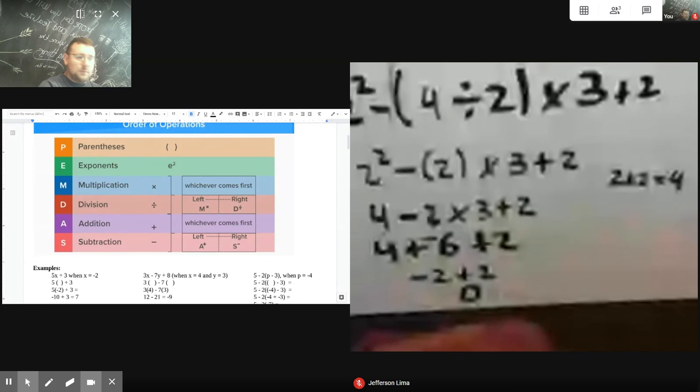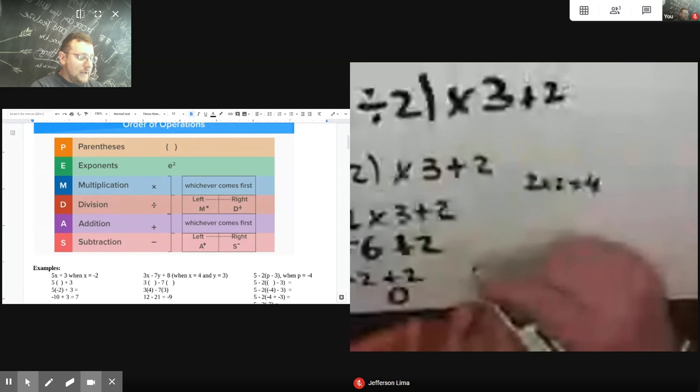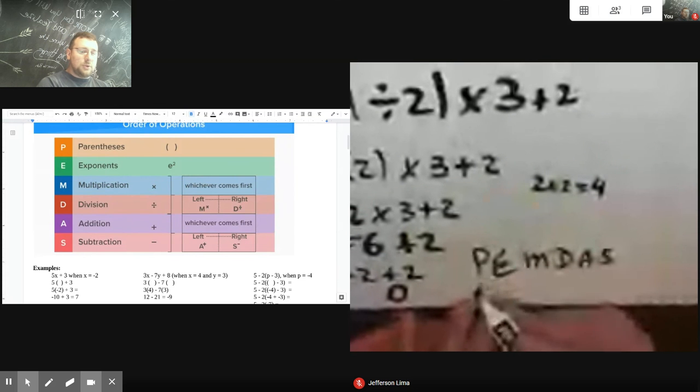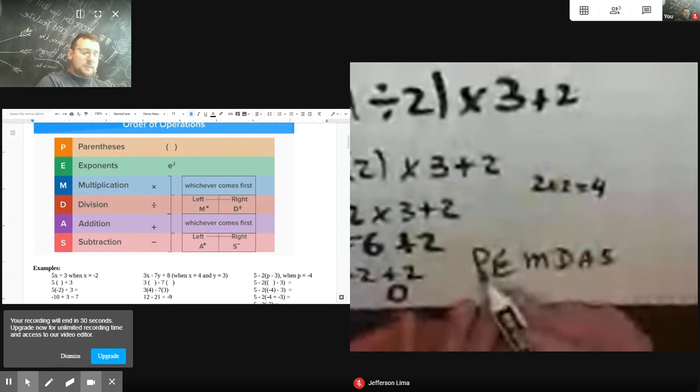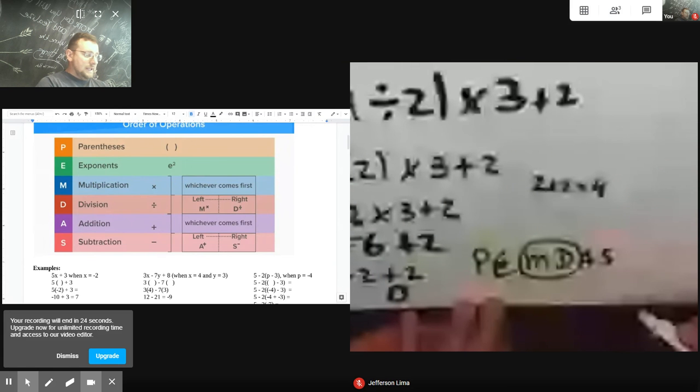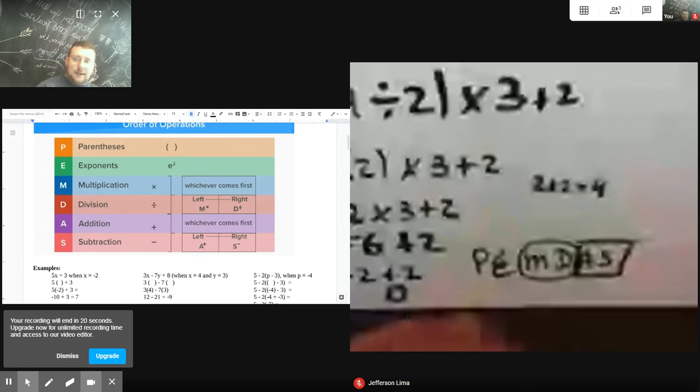So the idea is, remember that in PEMDAS, the P stands for parentheses. That always goes first. Then you do exponents, and then finally you do multiplication or division from left to right, and lastly addition or subtraction from left to right. If you do that and only take one step at a time, you will always get it right.